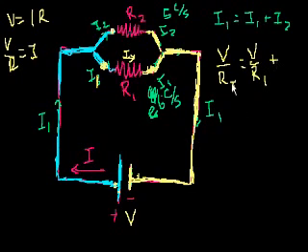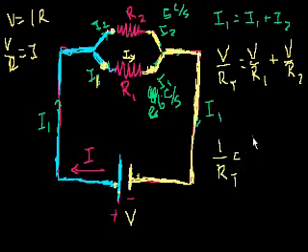And the same logic: what is I2? I2 is this current. What is the voltage across this device? Well, that's just V again. It's the same thing as the voltage across this device. So it's V over R2 by Ohm's law. All these V's are the same, so we can divide both sides of that equation by V. And we get 1 over the total resistance is equal to 1 over R1 plus 1 over R2.